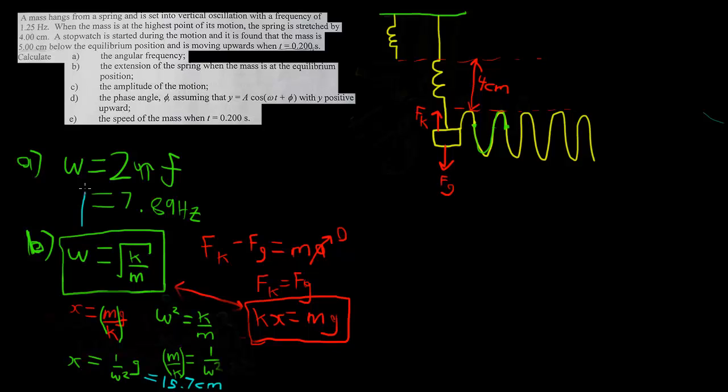Okay, so we've done A and B now. Now let's move on to part C. Part C is asking for the amplitude of the motion. Well, from our picture, that makes sense now. So we have the 4 centimeters is what was given, and we figured out this 15.7 centimeters, and what distance is that? Well, that is the extension at equilibrium.